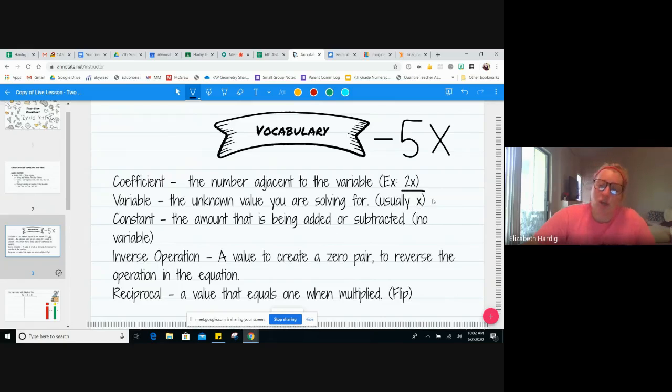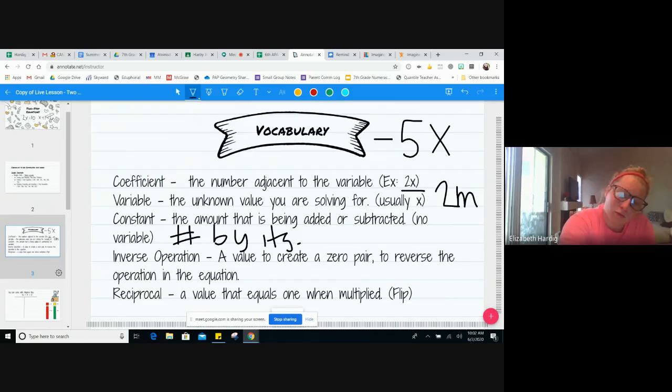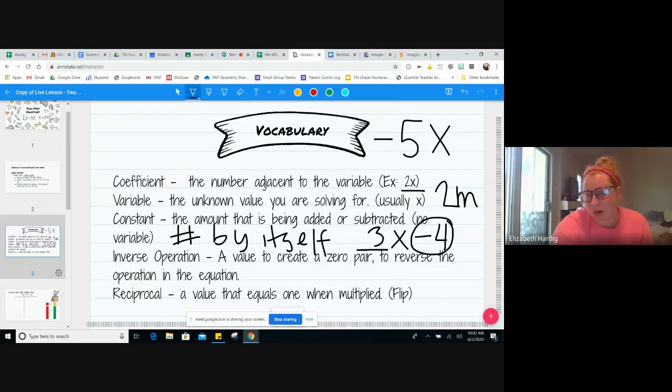Okay. So our variable is an unknown that we're solving for. Usually we see x, but could it be something like 2m? Yes. And then a constant is the amount that's being added or subtracted. It has no variable. This is also a number, a number by itself. So if I have 3x minus 4, the 3 would be a coefficient because it's in front of the variable. X would be my variable.